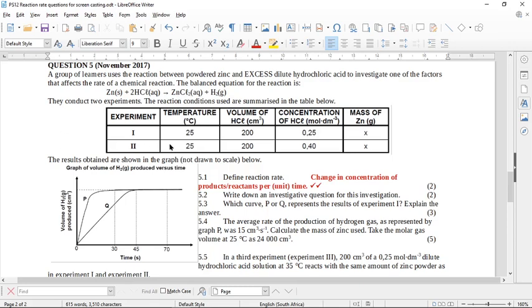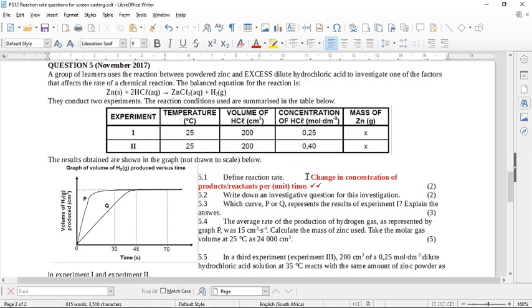The results obtained are shown in the graph, not drawn to scale. Okay, so let's have a look here. The temperature is the same, the volume of acid is the same, the concentration of the hydrochloric acid is different. So this is what we are changing. This must be our independent variable, the concentration of hydrochloric acid. Okay, let's go on and have a look at the questions.